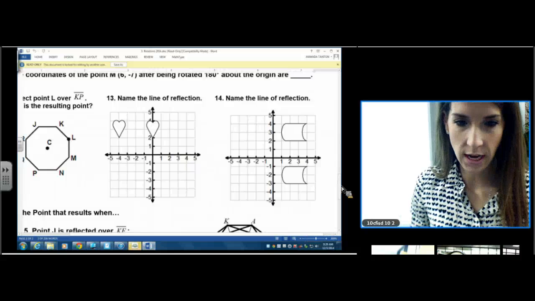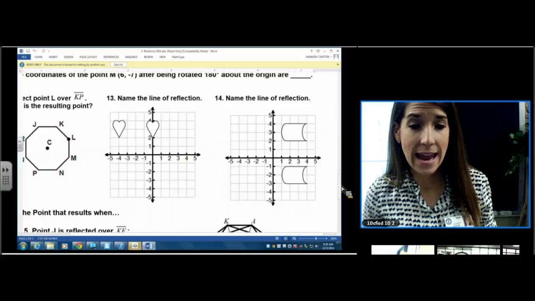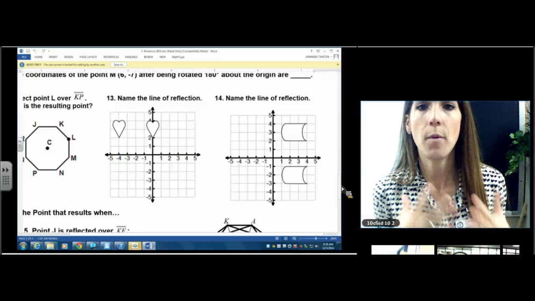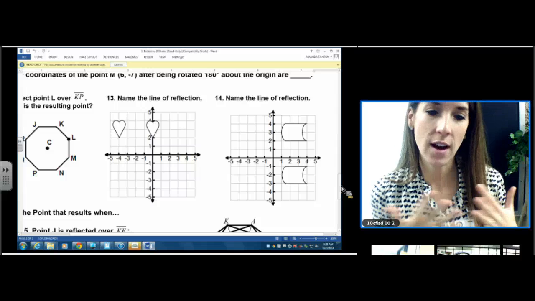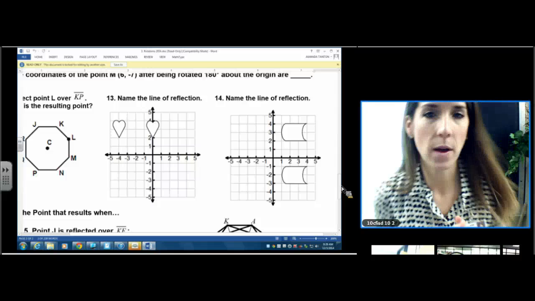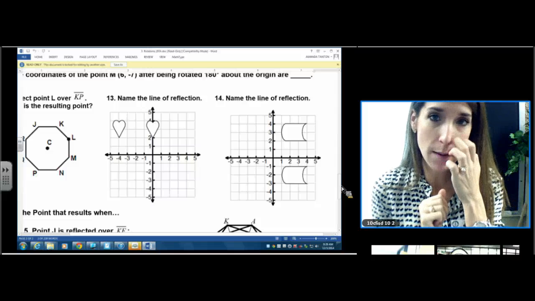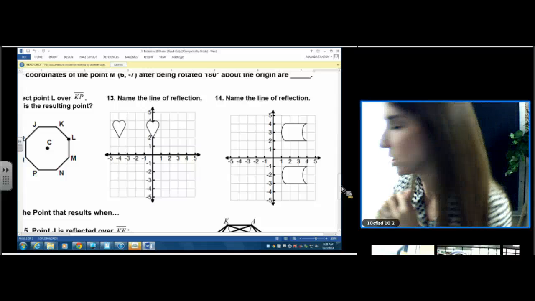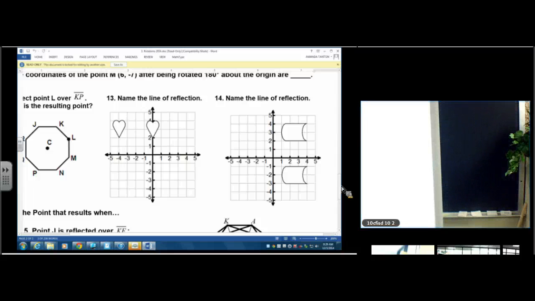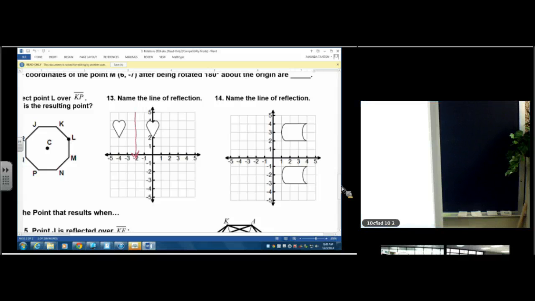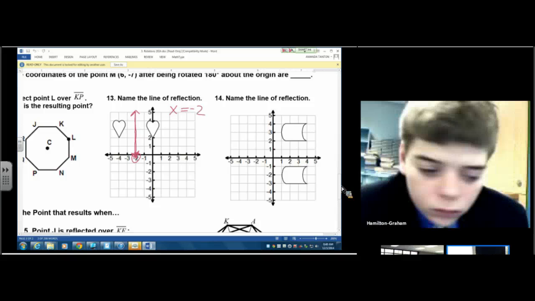Okay, we're going over 13 and 14. So it's asking to name the line of reflection. So that's saying, I want you to write the equation of the line for which the figure has been reflected over. So you're really just finding what line is in the middle of the two shapes, what line is equidistant from both shapes. So on this one, this has been a kind of vertical reflection. I don't know if that's the real way to say it, but it's been reflected over that vertical line right there because those hearts are equidistant from that line. That line hits the x-axis, so it's an x equals line, and it hits the x-axis at -2, so it's x equals -2.